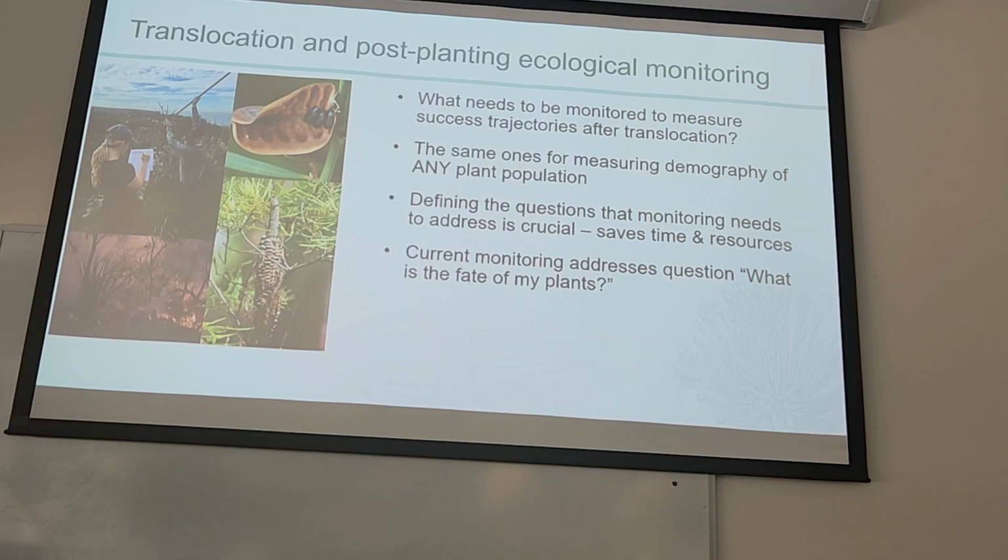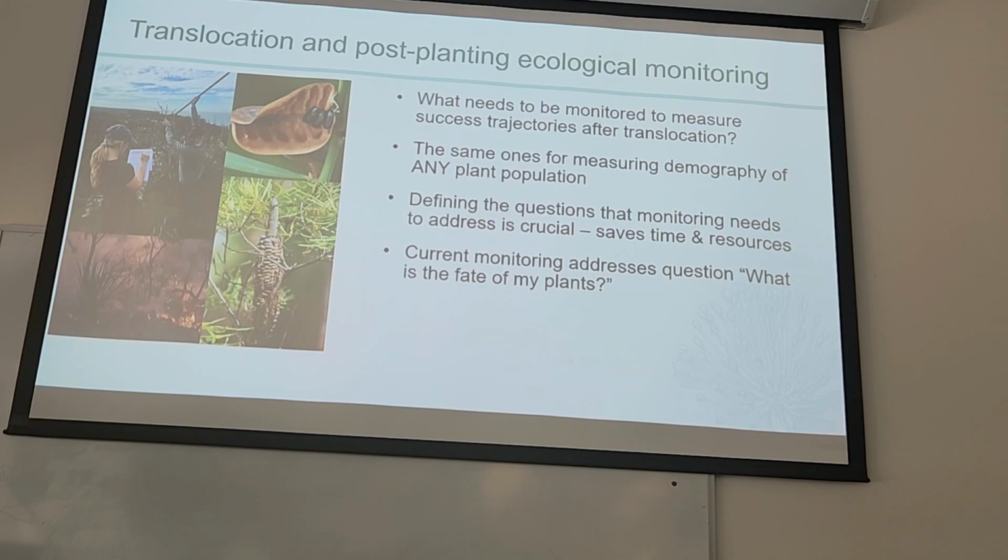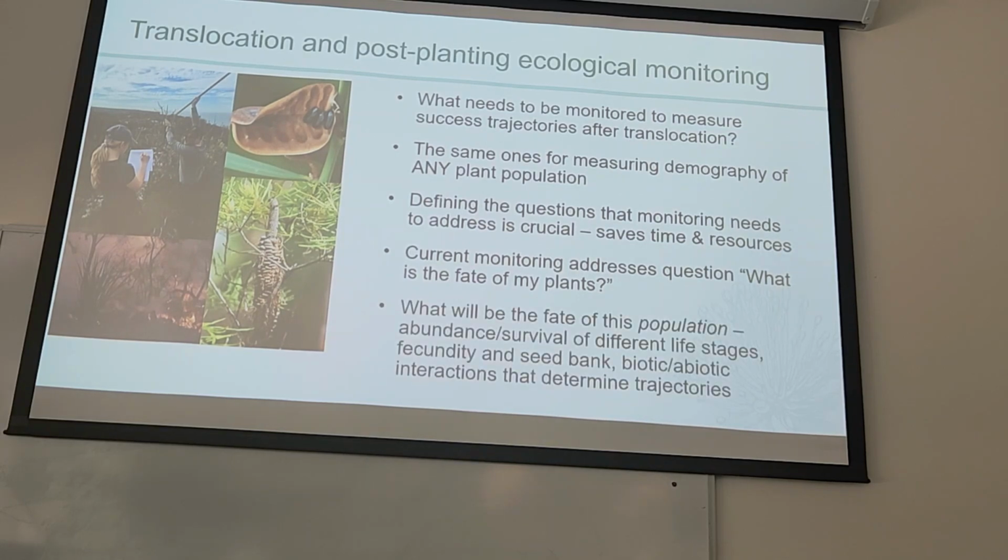And this isn't necessarily for people in the room. This is more for what I think people who have an outside view of translocation sort of see. They see the main question is, how are the plants that are produced, how are my plants that I go and put out in the field, how are they doing? The question is, what is the fate of those plants? And really what we need to get across, and there's some practitioners still that I've talked to, especially around New South Wales, where that's the key question they're asking, how are my plants doing? But we need to ask, what will be the fate of this population?